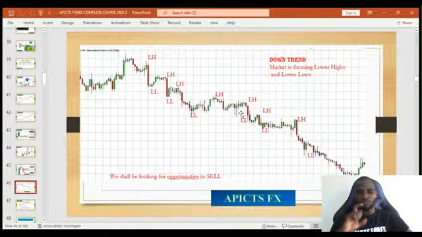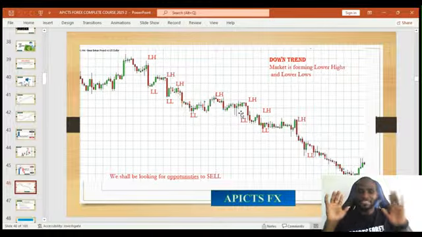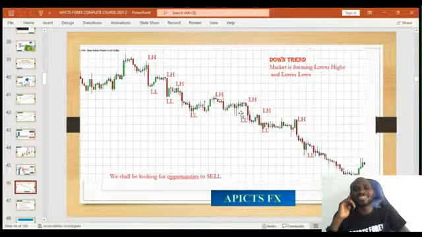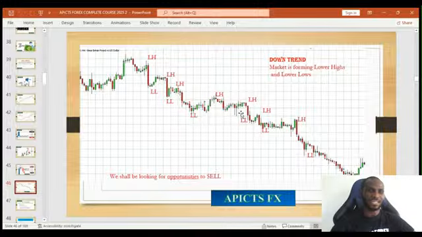When the market is in a downtrend, you are looking for opportunities to sell. Once again, I'm going to reiterate that. You notice I did not say that when you open your chart and the market is in a downtrend, you just sell. There's a difference between the two. You don't do that. When the market is in a downtrend, what you now look for is opportunities to sell. You will understand the difference as the class goes on.